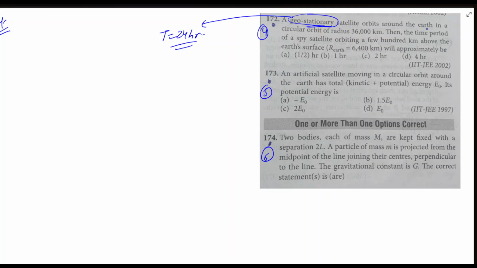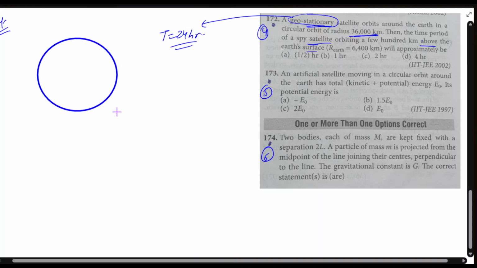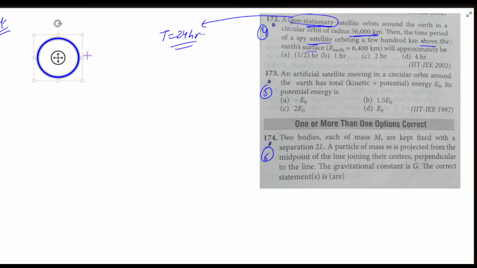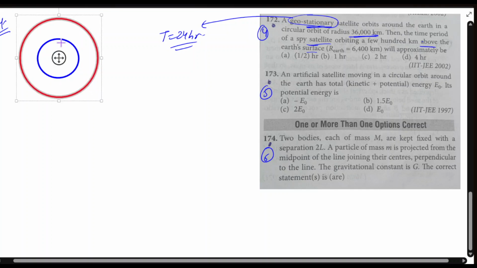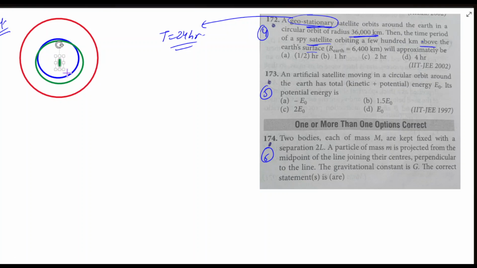In a circular orbit of radius 36,000 kilometer, then the time period of a spy satellite orbiting a few hundred kilometer above the Earth's surface. So, okay, look, the situation is like this. This is our Earth, and this we have is the path of the satellite, and we have another satellite. So let's just make this, okay.